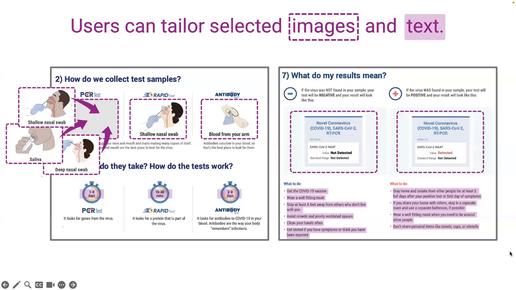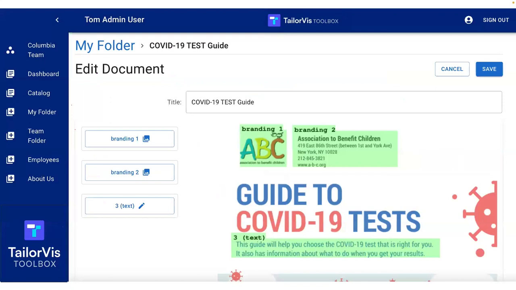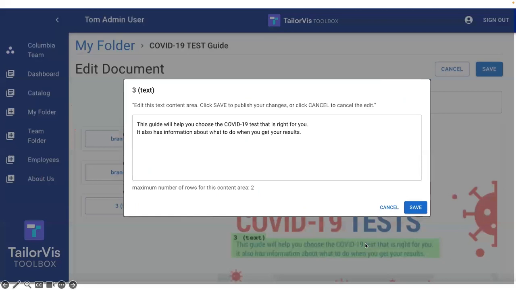So this is what the alpha version of the interface looks like. It's very, very spare, not that beautiful yet. But let's say the user opts to make edits to the text in section 3 here. So they can just click on this box here and they can make those edits in this dialog box. So that also specifies the maximum amount of available content, which in this case is 2 lines of text.